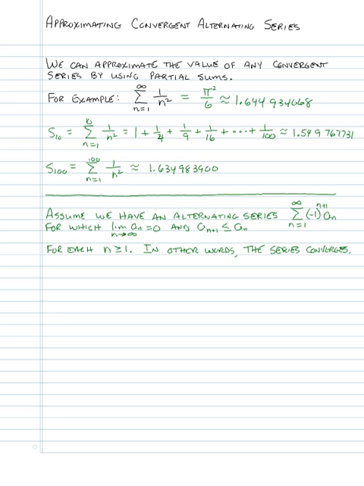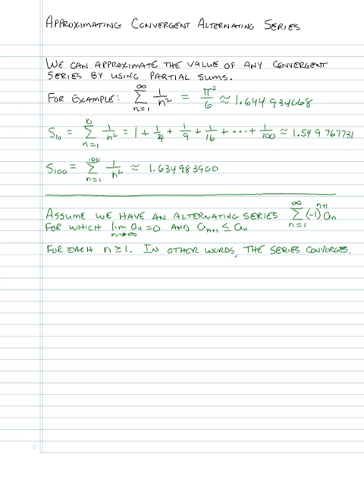Okay, as you see here, we're going to now assume that we have an alternating series. The sum from n equals 1 to infinity of (-1) to the power n plus 1 times a sub n, for which the limit of the a sub n's as n goes to infinity is 0, and each next a sub n is getting smaller than the previous. That's a sub n plus 1 is less than or equal to a sub n. That is, the a sub n's are getting ever smaller. In other words, the series converges. Those are the conditions we have to show true to be sure that an alternating series converges.